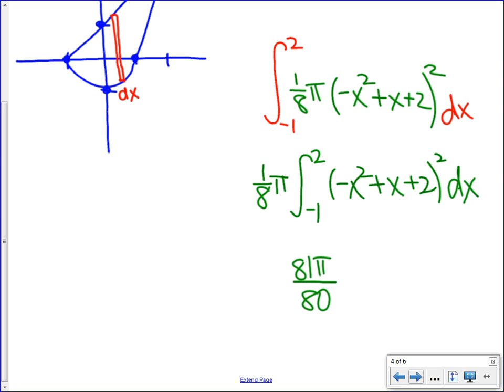Is 81 pi over 8, is anyone else getting that? Okay, thank you. Next one, equilateral triangles.